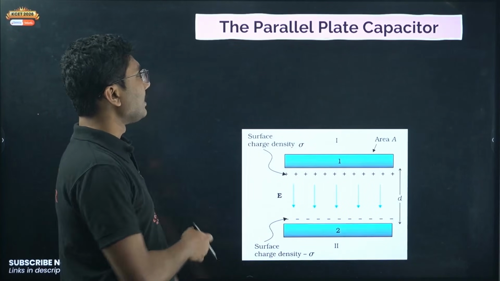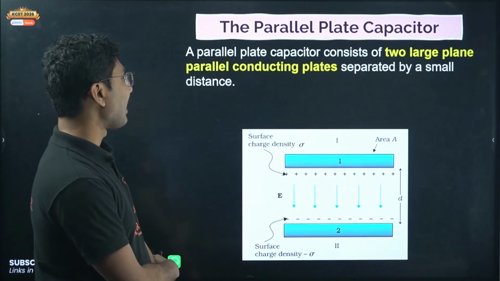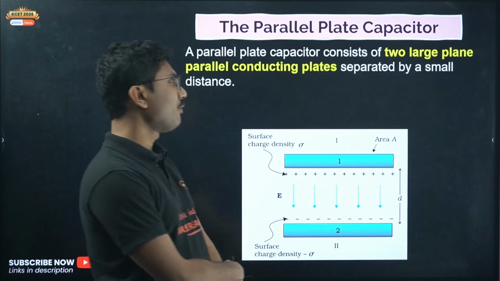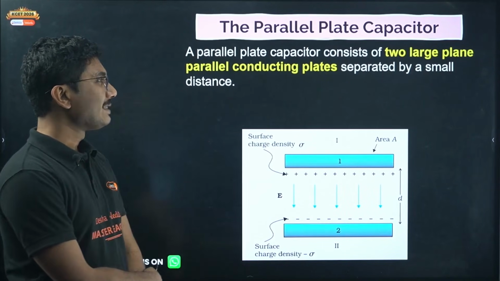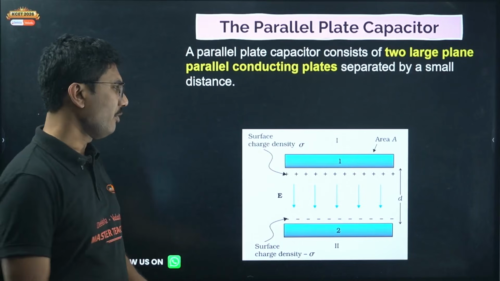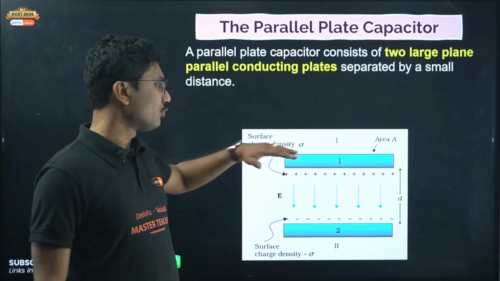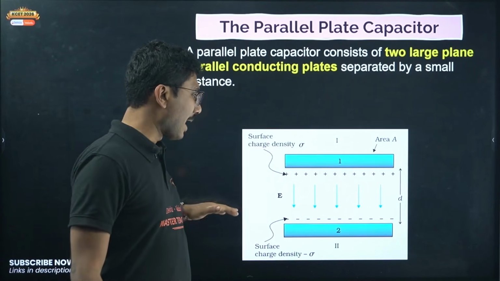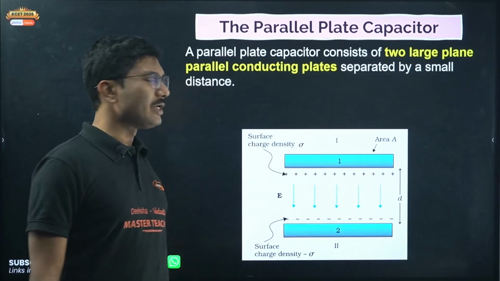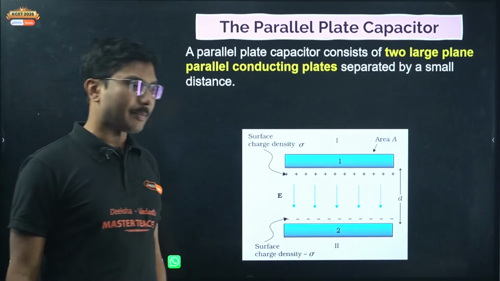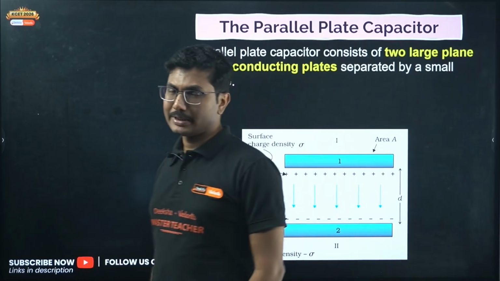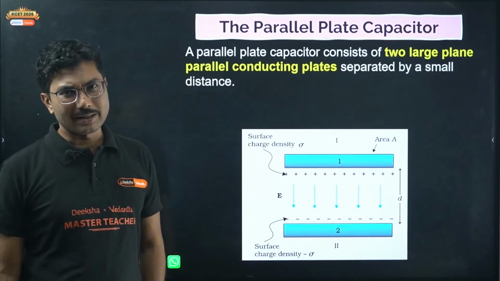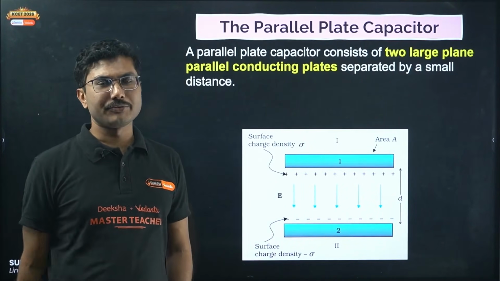Okay. The parallel plate capacitor. A parallel plate capacitor consists of two large parallel conducting plates separated by a small distance. So that's what I was talking about. If you say two parallel plates separated by a very small distance, this is a parallel plate capacitor. And for most of our practical purposes, 99.9% of our capacitors are basically parallel plate capacitors, except some specific uses.